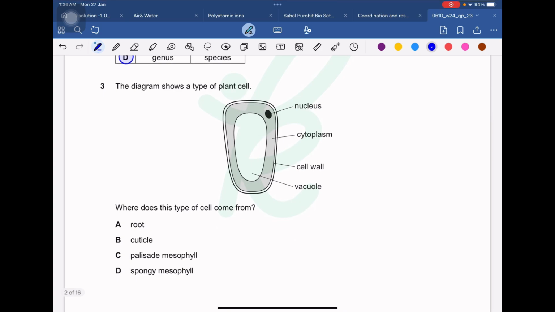The question says the diagram shows a type of plant cell. Where does this type of cell come from? So when we see this type of cell, it has a large vacuole, cell wall, cytoplasm and nucleus. So when the cell has a larger vacuole, it means it has more area for a volume of water to be taken in. So that's why the answer for this will be A, that is a root.